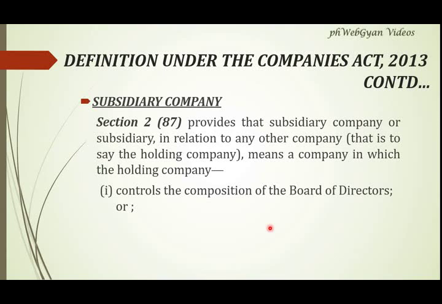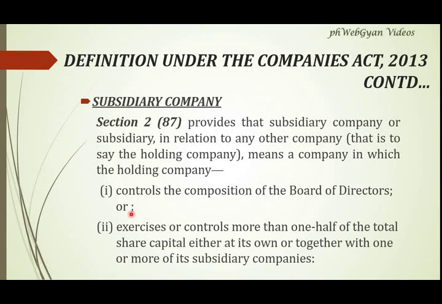Or, now there is an "or" used here: if this condition is not fulfilled but the second one gets fulfilled, then also the two companies will become holding and subsidiary companies. So let's see the other condition. It says that the holding company exercises or controls more than one half of the total share capital. So if any company, here termed the holding company, exercises or controls more than one half of the total share capital of the other company, either on its own or together with one or more of its subsidiary companies.